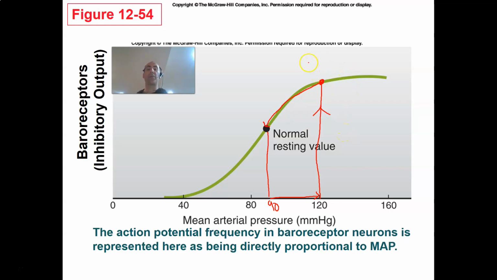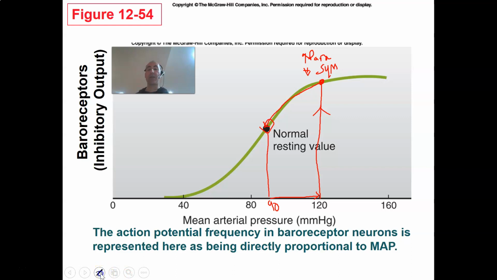Now, it does this in a couple of different ways. It inhibits more by increasing parasympathetic output, and it decreases sympathetic output. So it basically causes your blood vessels to dilate because of an increased parasympathetic and a decreased sympathetic output until your homeostasis is back to roughly 90 millimeters of mercury. So that's how it works when it goes up.